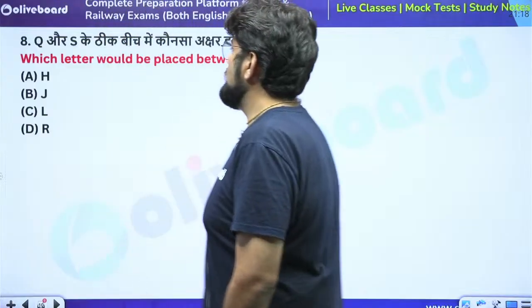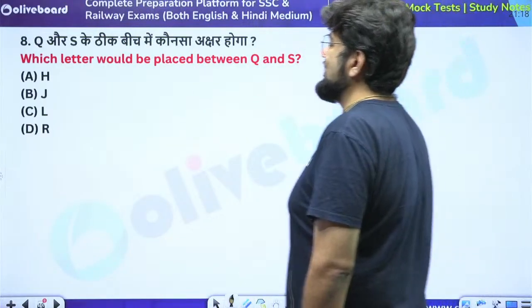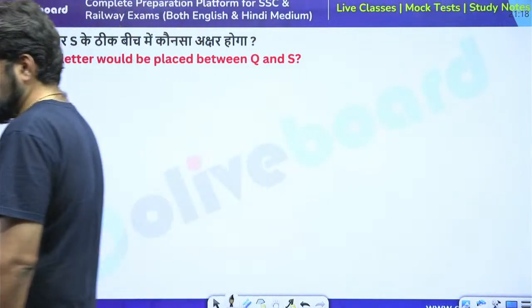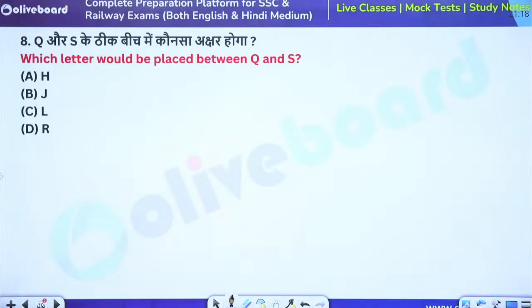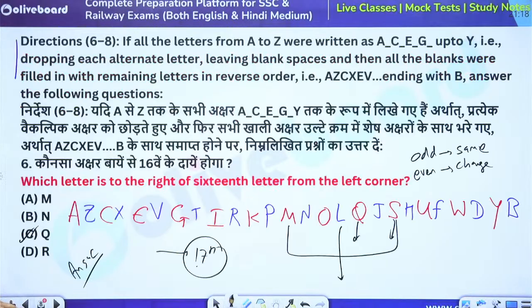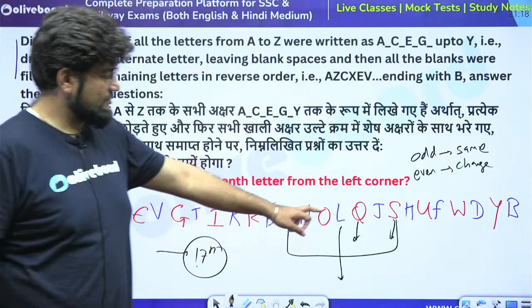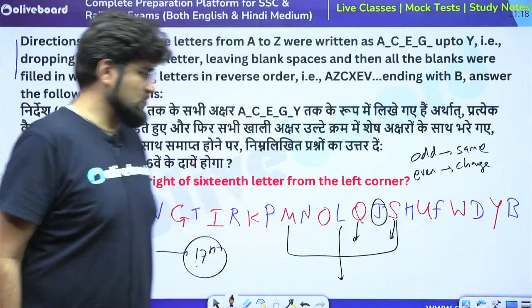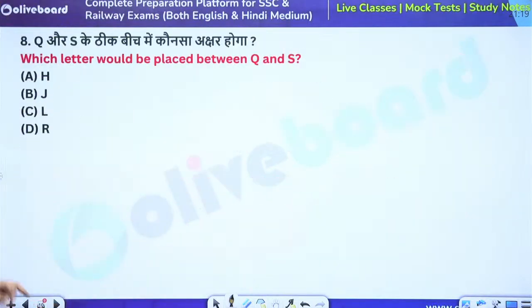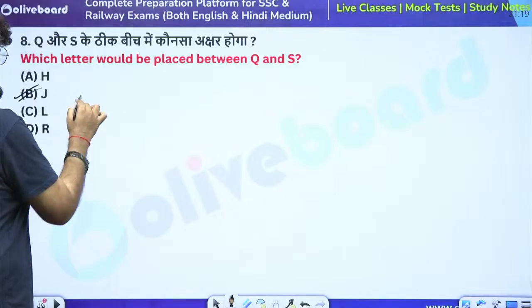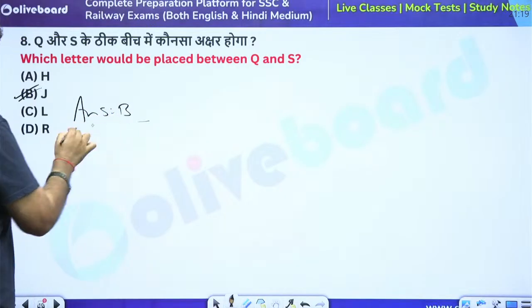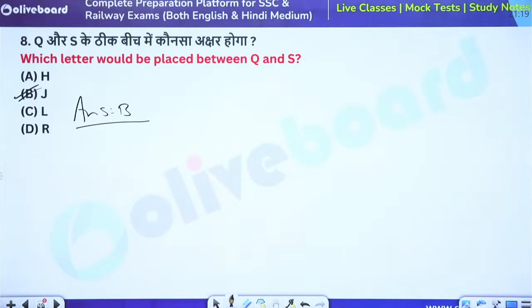Next. Which letter would be placed between Q and S? So we have J as the correct answer. Okay. Next.